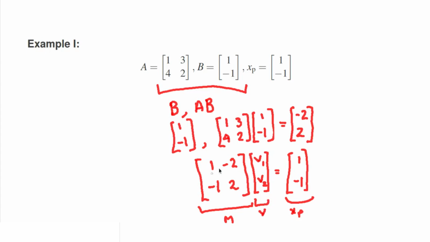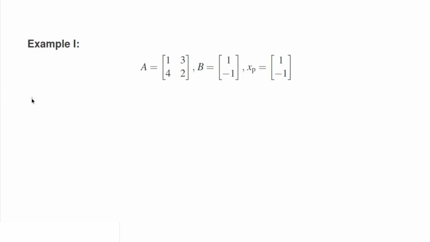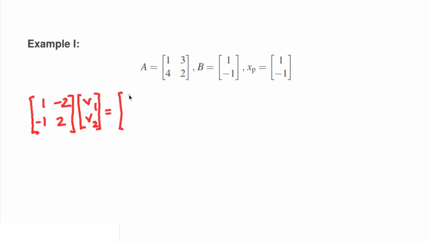So just remember these matrices here. Right, so let's just quickly write that out again. So what did we have? That was our controllability matrix multiplied by v1, v2. And the question is, can we make this equal xp, which is 1, minus 1? Now, this is just the compact matrix notation for a set of simultaneous equations. And because the matrix here is 2 by 2, we have a set of two simultaneous equations. So let's just write those out.